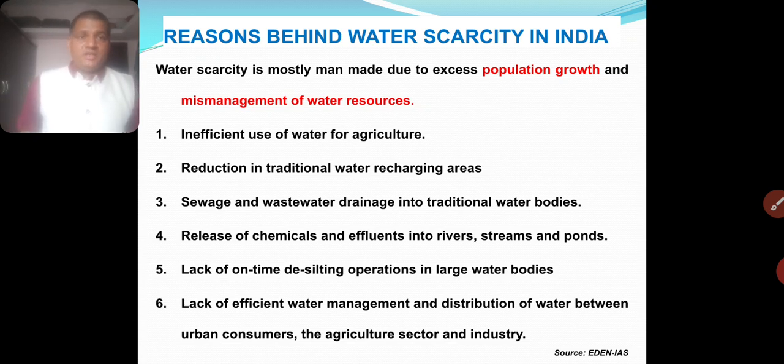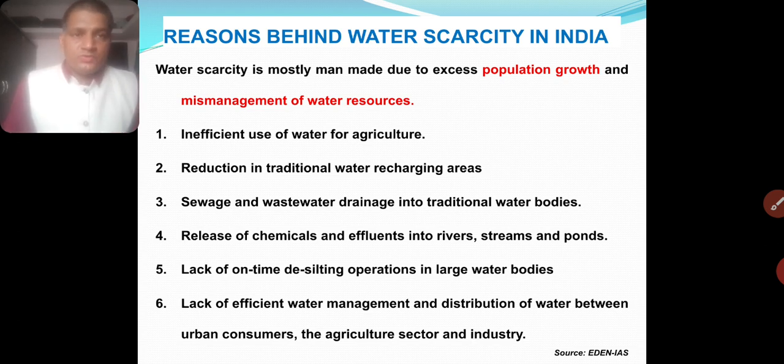What is the reason behind this scarcity of water? The very important one is excess population growth. Because of this excess population growth, supply and demand is imbalanced, and whatever resources are there are in a contaminated form, and also there is mismanagement of the water resources. If we solve this problem, definitely we will get good and pure water.